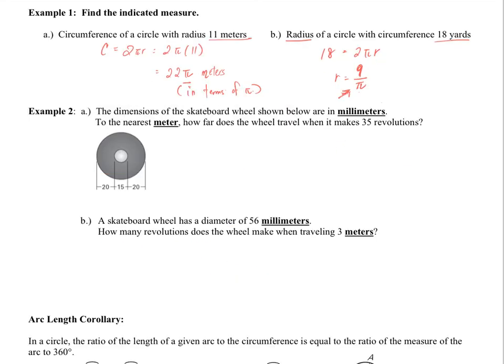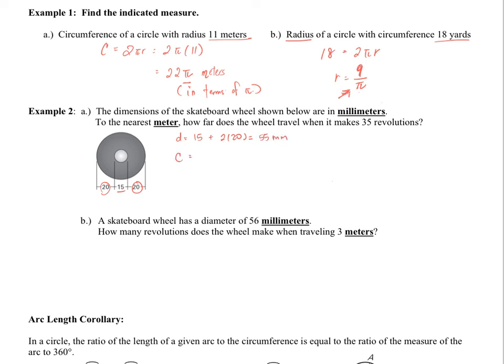Example 2, Part A. The dimensions of the skateboard wheel shown below are in millimeters. To the nearest meter, how far does the wheel travel when it makes 35 revolutions? So we need to first calculate the diameter of this wheel. So that would be taking 15 plus double 20, and that would be 55 millimeters.